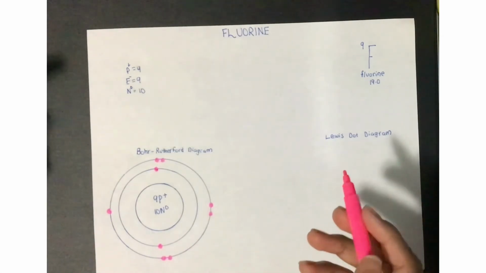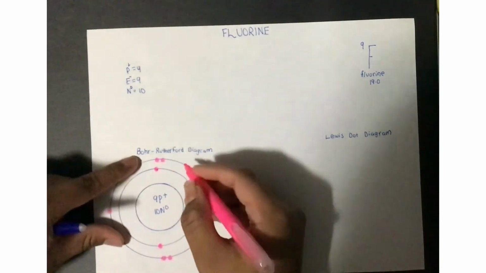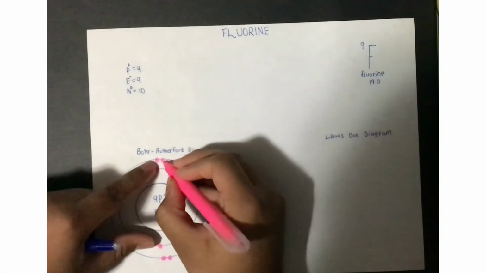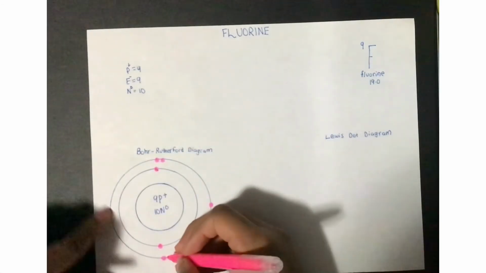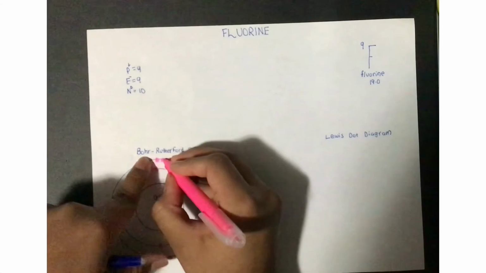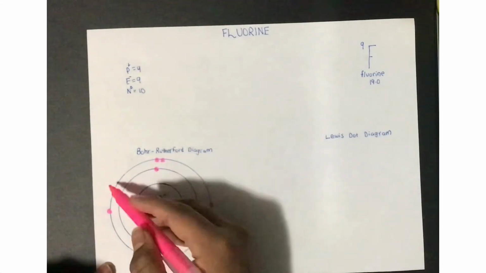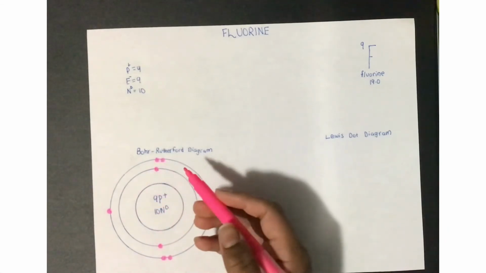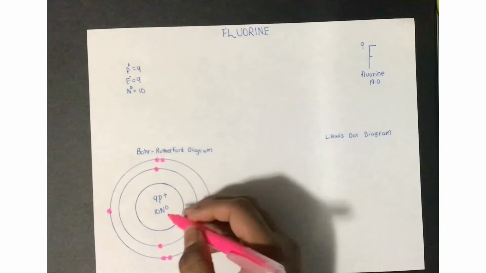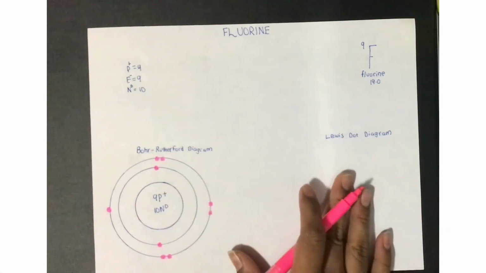And a key note to look for is that there's no bonding between these electrons. So you shouldn't draw them very close to each other. It should be like that, and they should orbit the shells, looking like planets orbiting the sun. Okay, so this is our Bohr-Rutherford diagram for fluorine.